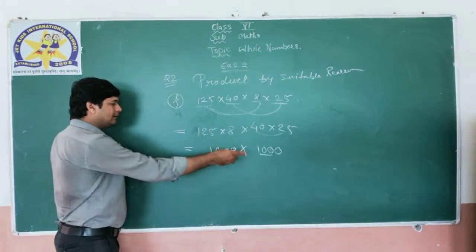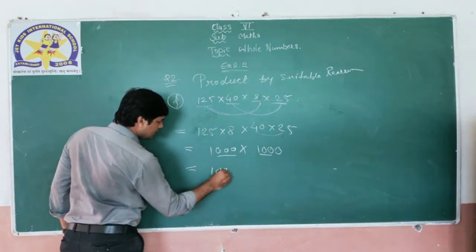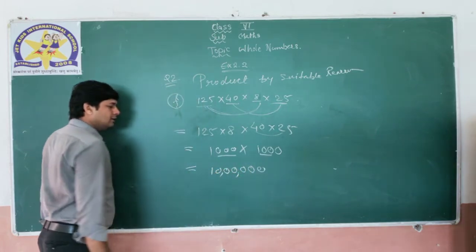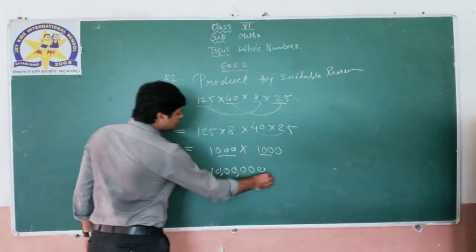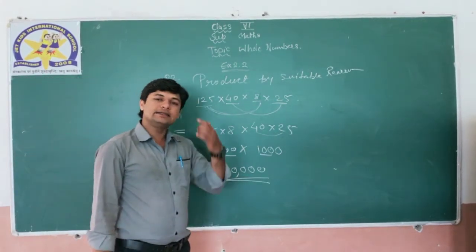So 1000 multiplied by 1000. Just add 3 zeros in any one. This is 1000, I am adding 3 zeros again. It will be 10 lakh. Clear? So this is how we are going to do rearrangement problems in sum and in multiplication.